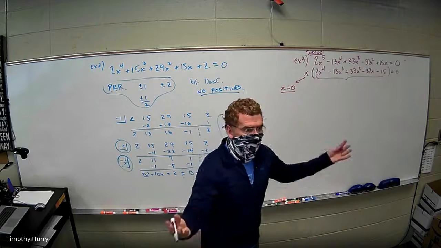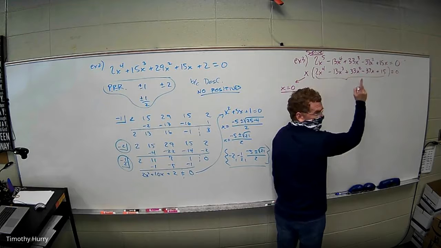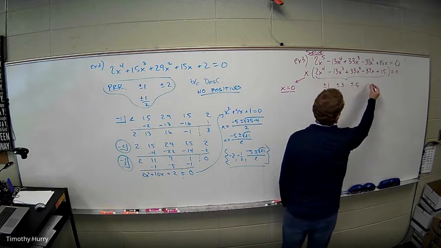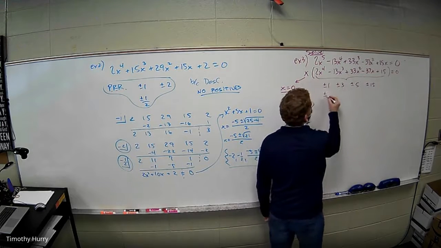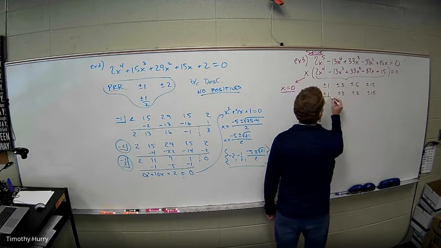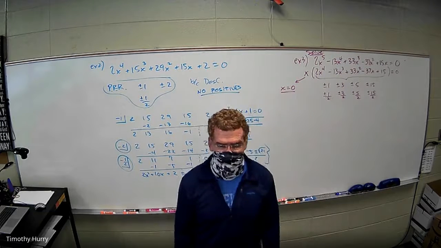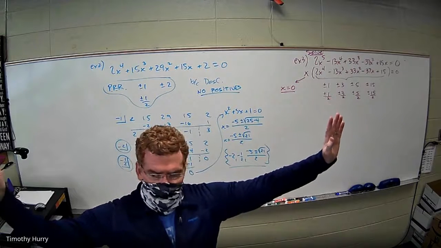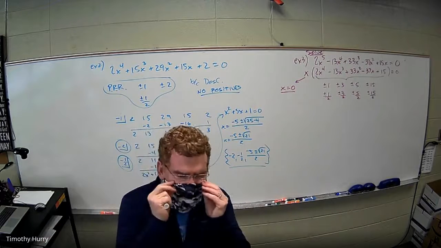Now, what would be my possible rational roots here? Plus or minus factors of 15, which are 1, 3, 5, and 15 over 1, and then plus or minus 1, 3, 5, and 15 over 2. And sadly, nothing cancels here. So you have 16 things you've got to check. But wait, anybody notice something about the signs? They alternate. Now let me see if that's helpful.